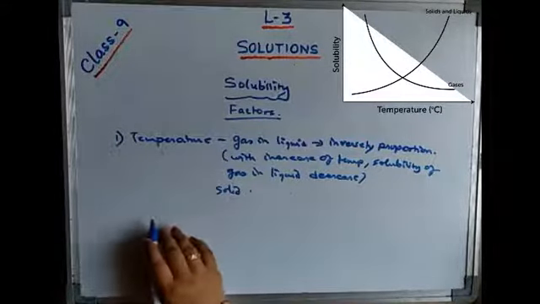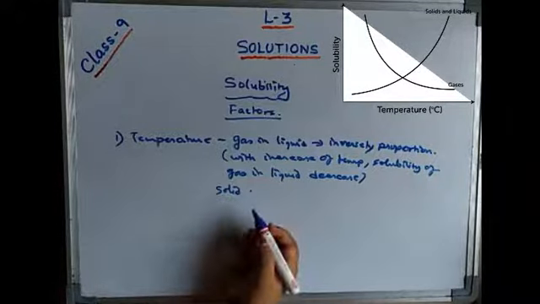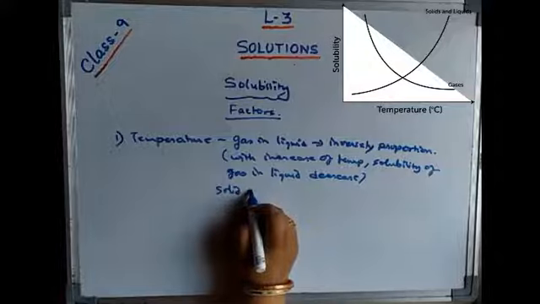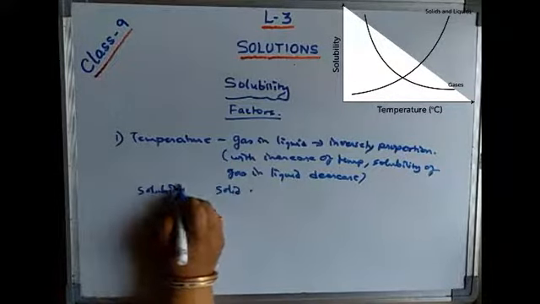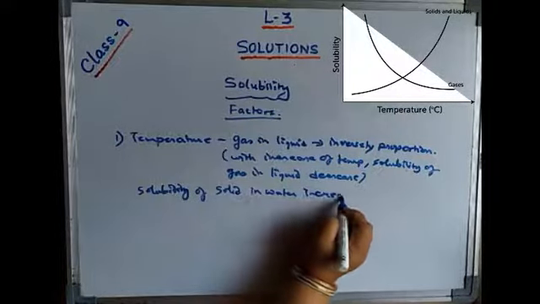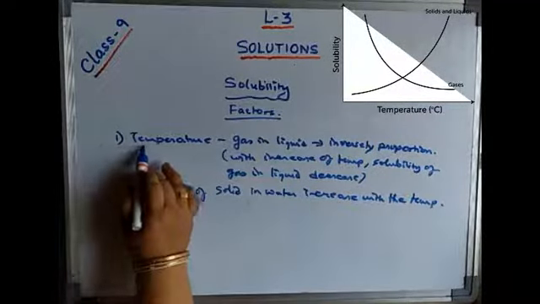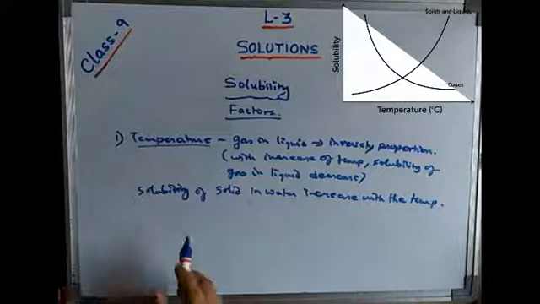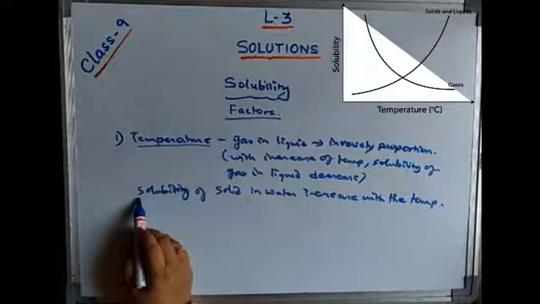We have seen in the nitre solution, when we are increasing the temperature, the solubility increases. So solubility of the solid in water increases with the temperature. It is directly clear. So in temperature we find two criteria: gases and liquid, which is inversely proportional, and we find that it is directly proportional. Means if you increase the temperature, more of the solid will get dissolved in the given amount of liquid or solvent.